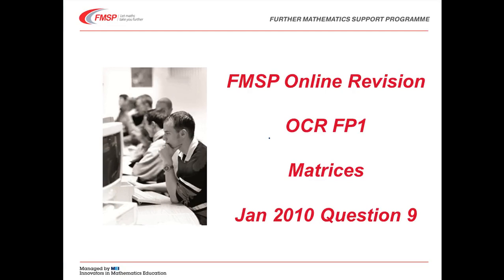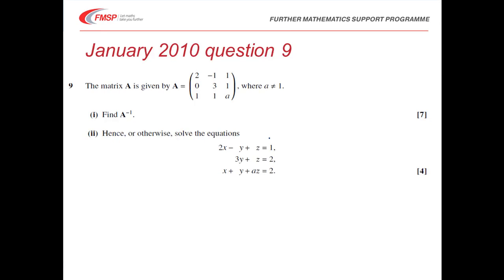This is a revision session for OCR FP1. The topic is matrices, and we're doing January 2010, question 9. In question 9, it tells us that the matrix A is given by these numbers, a 3 by 3 matrix, and importantly it does tell us that little a here, the entry in the third row and the third column, cannot be equal to 1.